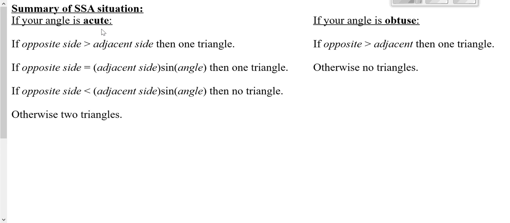And that's when it's an acute angle. If you're given an obtuse angle, there's really only one option, that your opposite side has to be greater than your adjacent side. Otherwise, there's no triangle.